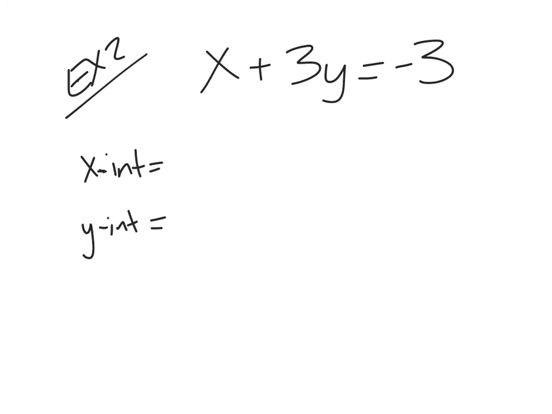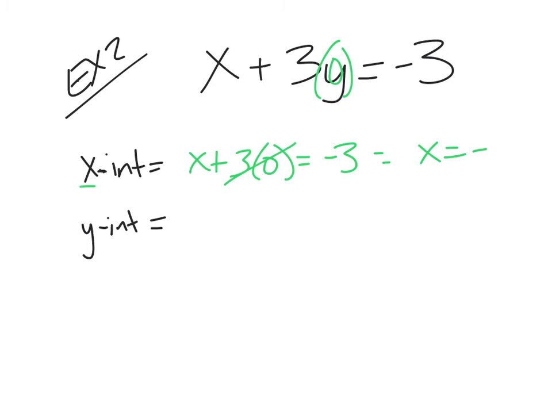To find the x or y intercept, you plug in a 0 for the opposite variable. So if I'm looking for the x-intercept, I'm going to put a 0 where the y is. So I'm going to say x plus 3 times 0 equals negative 3. Well, what's 3 times 0? 0, right? So x equals negative 3. So to write this as a point, because I want to graph this, I'm going to say negative 3 for the x. What's my y?